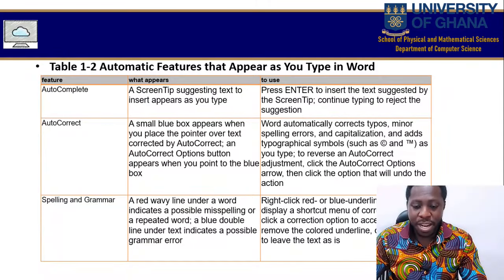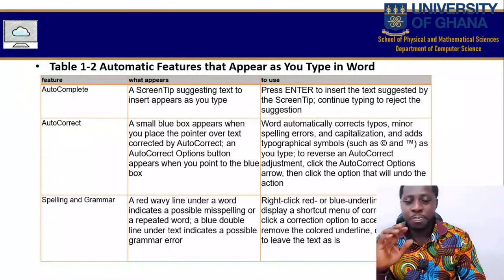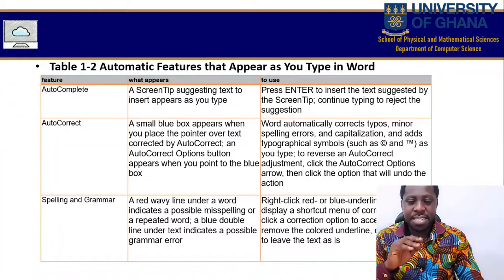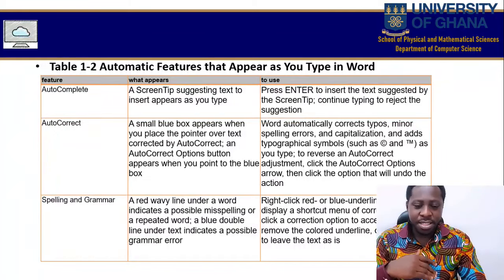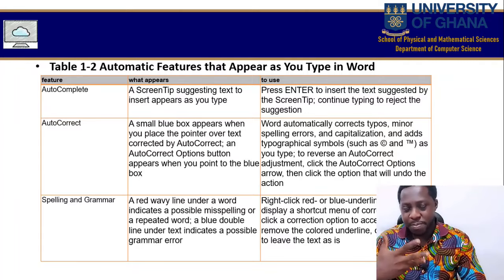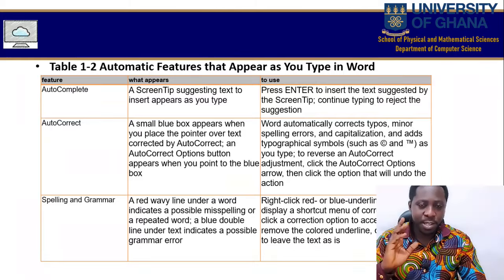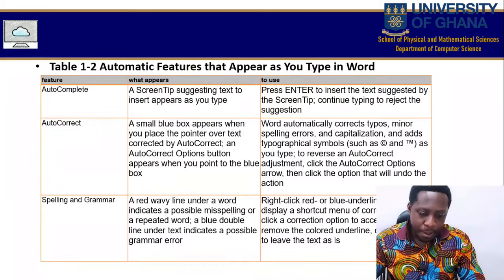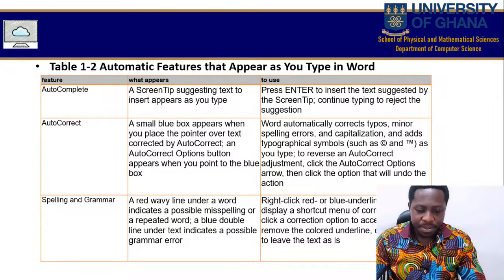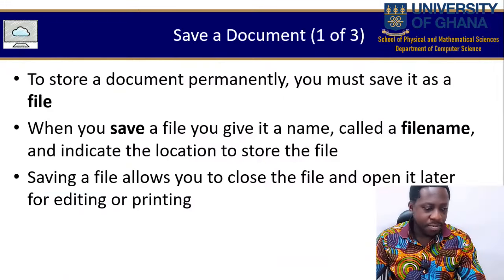Anytime you see the red wavy line under a word, it indicates that there's a possible misspelling or there could be some repeated word, and so on and so forth. So you pay attention to the various colors and the indicators. Don't just read this literally, but experience it so that you can adjust to it. This whole course has to do with experience, experience, and experience. Practice, practice, practice, and that is very, very essential. So you have to adjust to all of that.